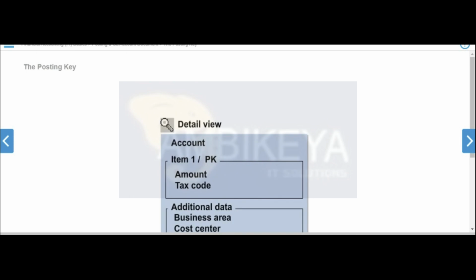Each document line item contains one posting key. A posting key controls the following for each document line item: account type to be posted, type of posting, that is debit or credit. Fields of the line item may have or require an entry.